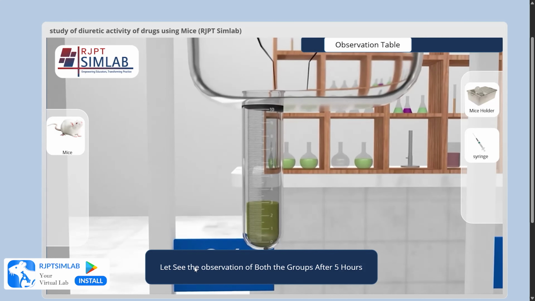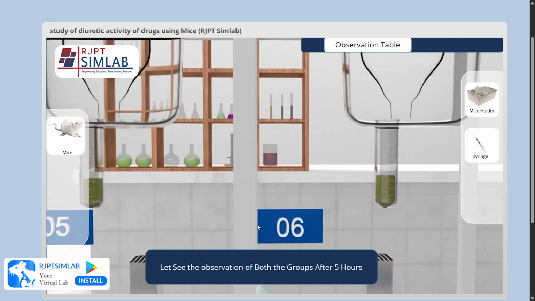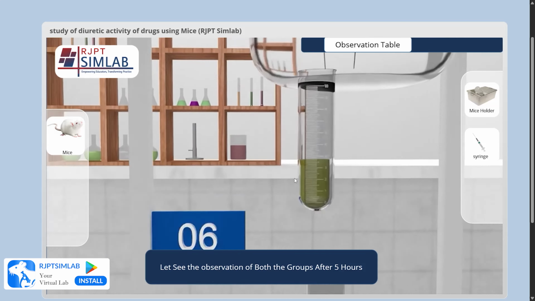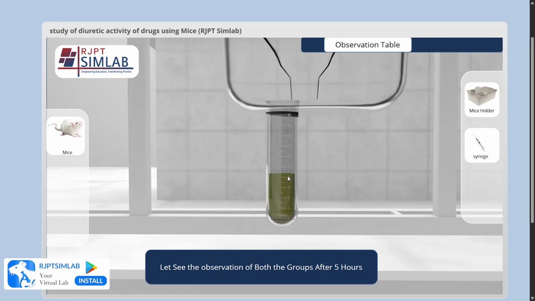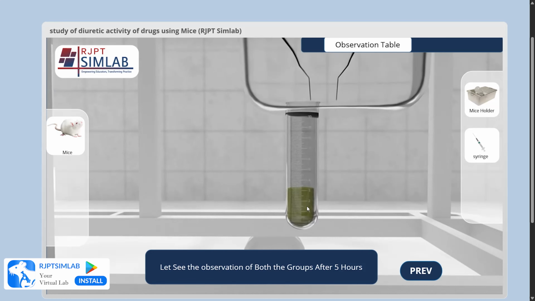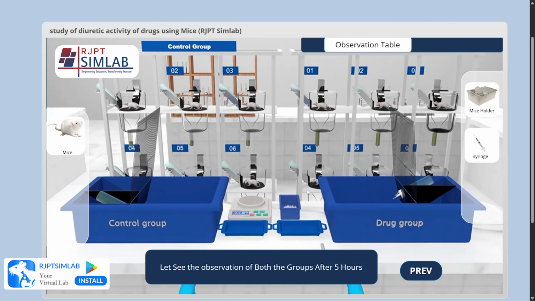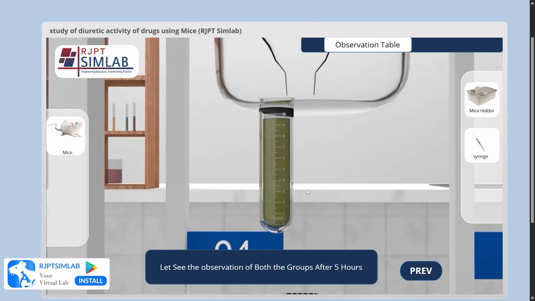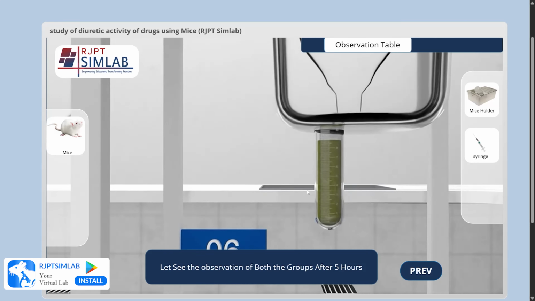As we can see here, urine output has been collected in the test tube. Markings have been made, and we can see here it's 3 ml, 4.5 ml, and 3.5 ml or 3.4 ml for the control group. As well as we can observe in the drug group.